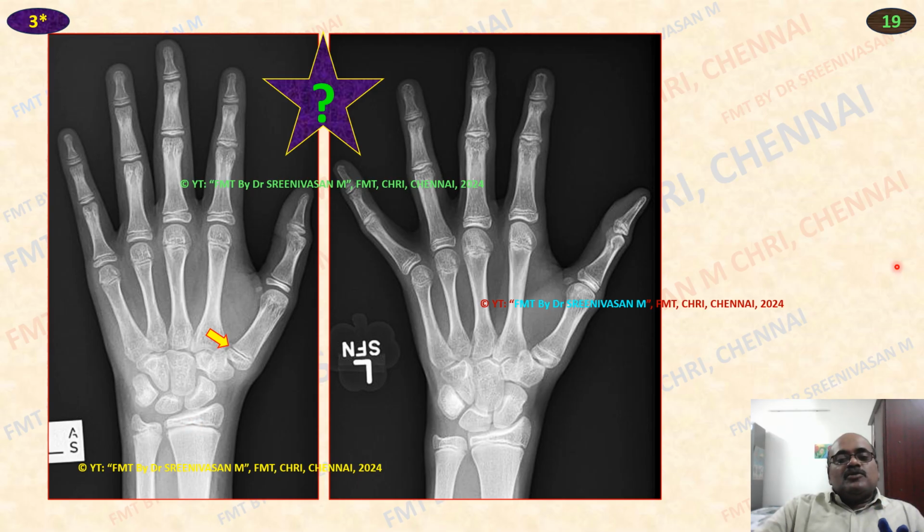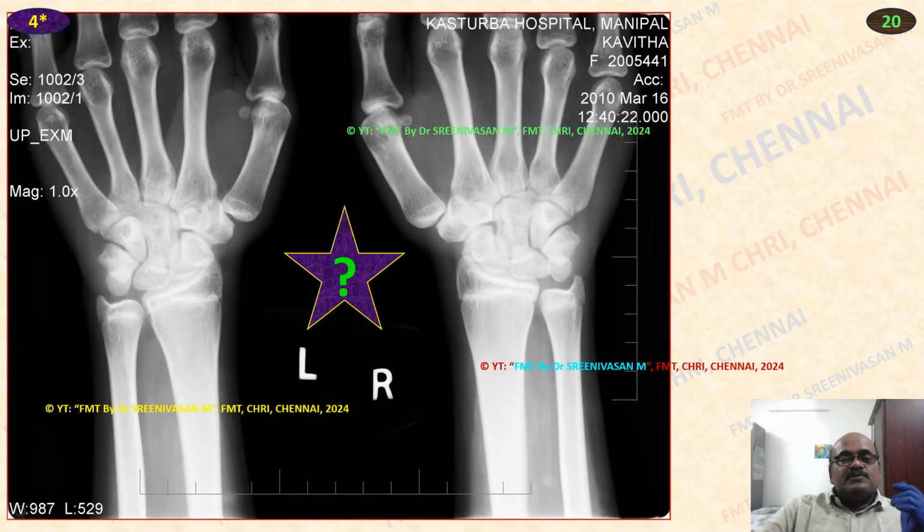So age is about 10 years because pisiform has appeared. In this X-ray also you can see a circular shadow. Pisiform has formed, so more than 10 years. Base of the first metacarpal appeared not fused, so less than 17 years. 10 to 17 years should be the age.